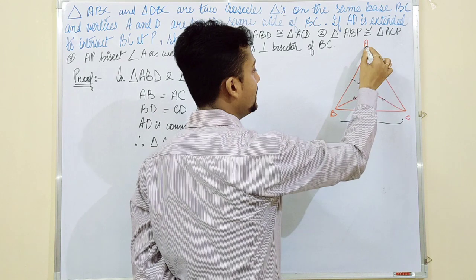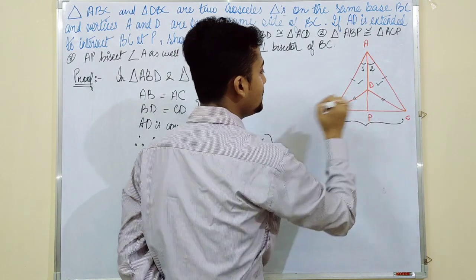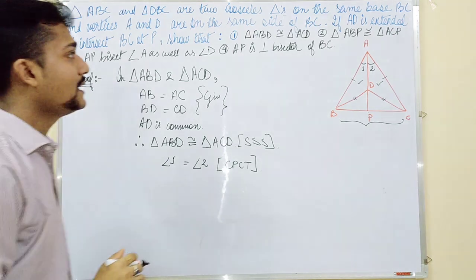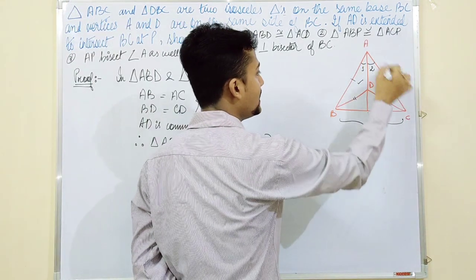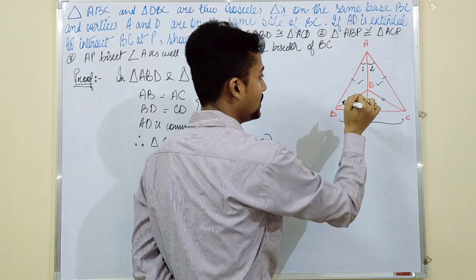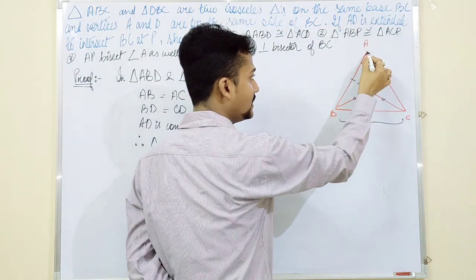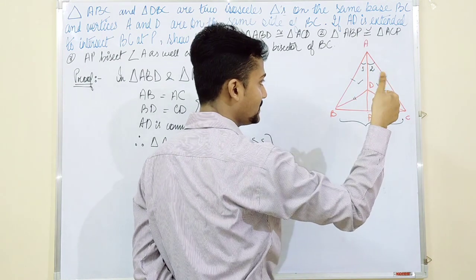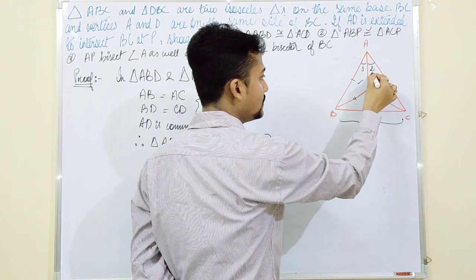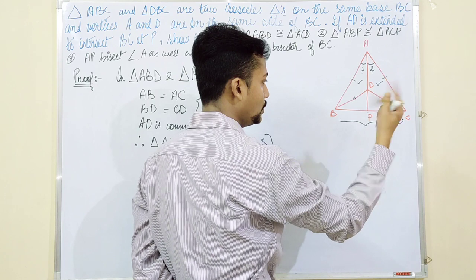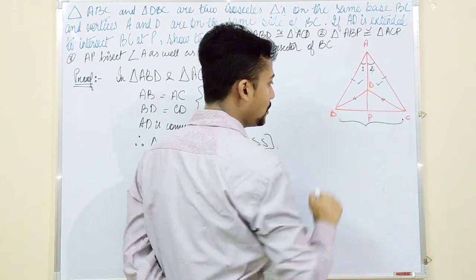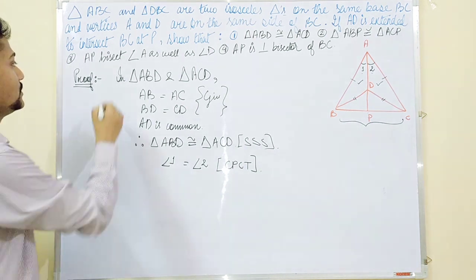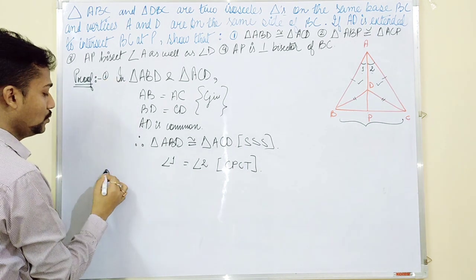Triangle ABP and ACP both are congruent, we have to prove. Look at here in the figure, this particular side is equal to this particular side, number 1, isn't it? This particular angle is equal to this particular angle, number 2, and this particular side is common. That means by side angle side both the triangles are congruent. This is number 1, this is number 2.